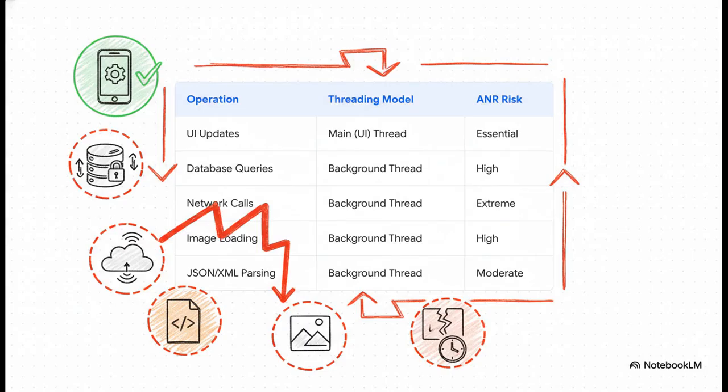Now this slide, this is the aha moment for so many developers because it just lays out the danger zones so clearly. Just look at the table. The only thing that belongs on the main UI thread is updating the UI. That's it. Everything else, from network calls, which carry an extreme risk, to database queries and loading images, all of it has to be moved to a background thread. This isn't a suggestion, folks. For a fluid app, this is non-negotiable.